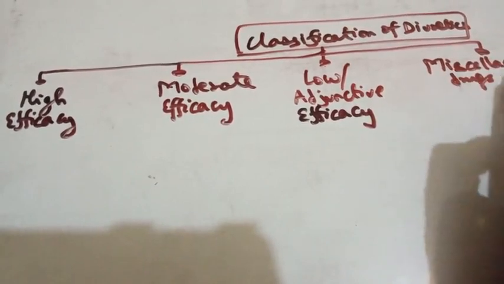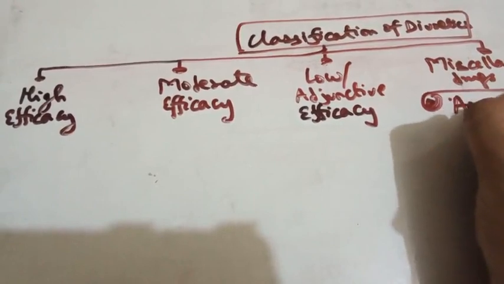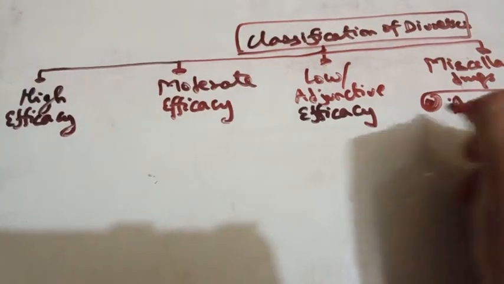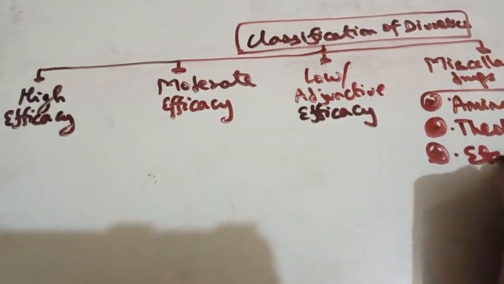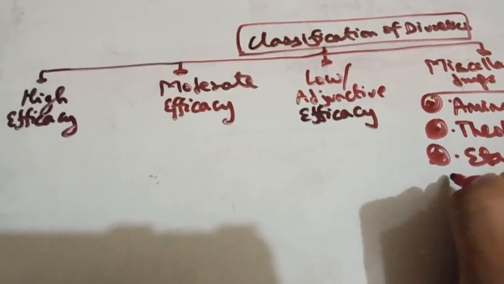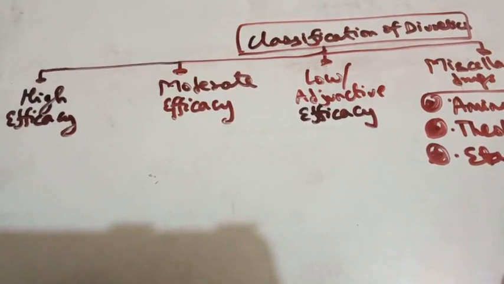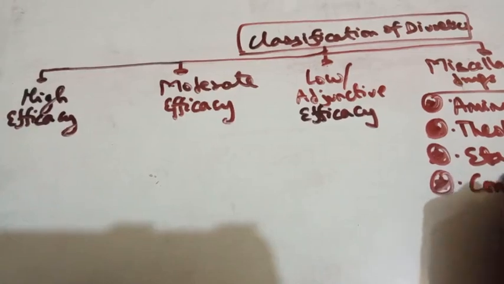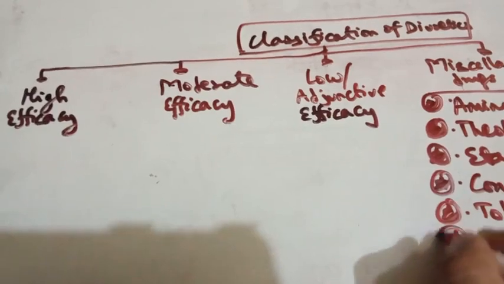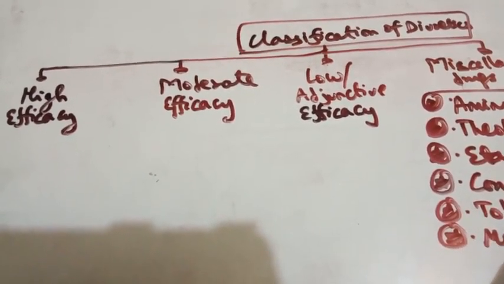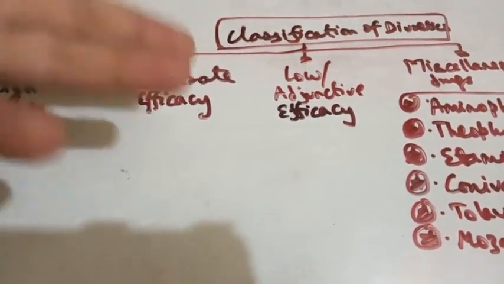For miscellaneous drugs, you don't need to understand the mechanism of action, so we'll just name them. The miscellaneous drugs found here are, for example, aminophylline, which we read about in respiratory pharmacology, theophylline and some similar other drugs. Then we have etamiphylline, I'm really sorry for that. Then conivaptan, tolvaptan, and lastly mozavaptan. These are the various miscellaneous drugs which act as diuretics as well.